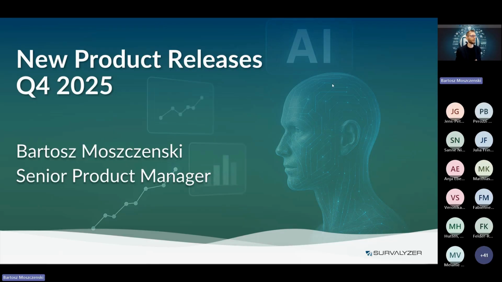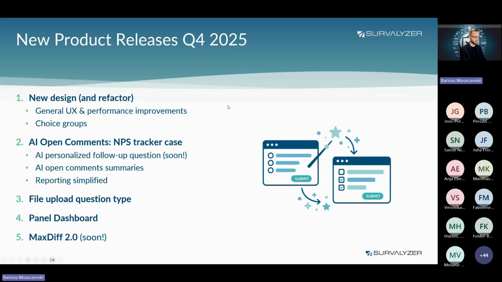All right, so today I have the pleasure to introduce you to our biggest developments in the last few months. And we will have 5 big points to cover. One is, of course, our new design. Then a few new things related to AI open comments analysis. Then file upload question type, panel dashboard, and last but not least, the new MaxDiff version coming very soon.